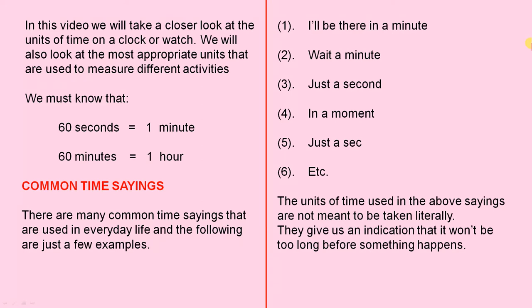Common time sayings. There are many common time sayings that are used in everyday life, and the following are just a few examples. I'll be there in a minute. Wait a minute. Just a second. In a moment. Just a sec, etc. The units of time used in the above sayings are not meant to be taken literally. They give us an indication that it won't be too long before something happens.